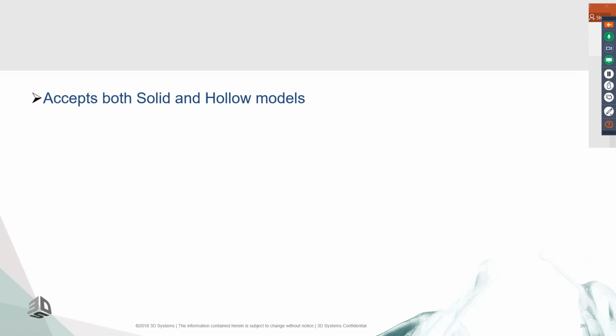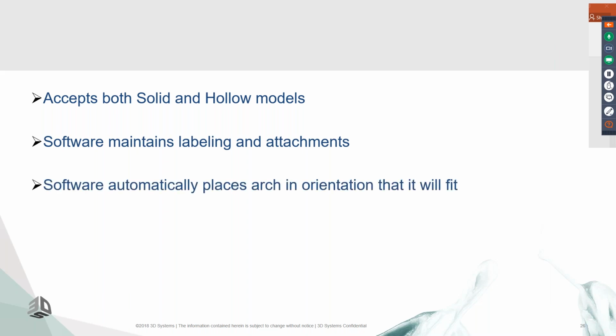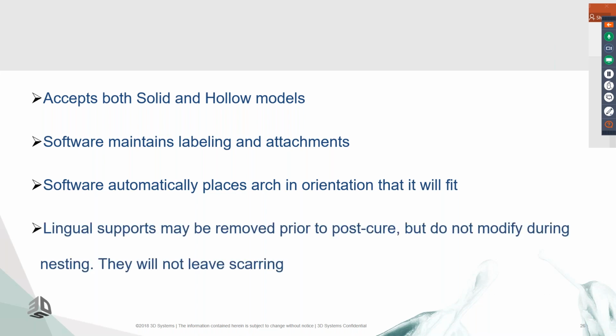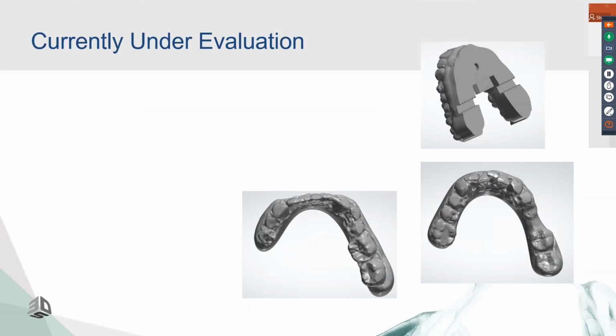Okay, a couple of facts: it accepts both solid and hollow models. The software will maintain your labeling and your attachments. The software automatically places the arch in the orientation it'll fit. So if it's super wide and won't fit across the plate, it will just orient them the opposite direction, as you saw. And the lingual supports may be removed prior to post-cure, but don't modify them during nesting. They won't leave scarring, so you don't have to worry about it, even though it seems a bit intimidating.